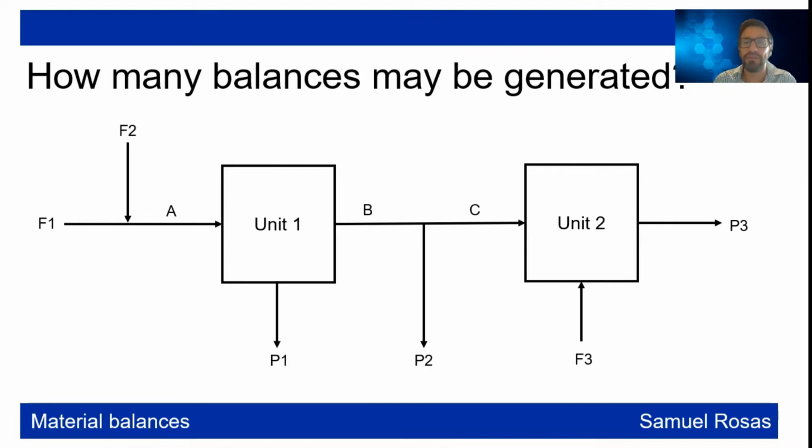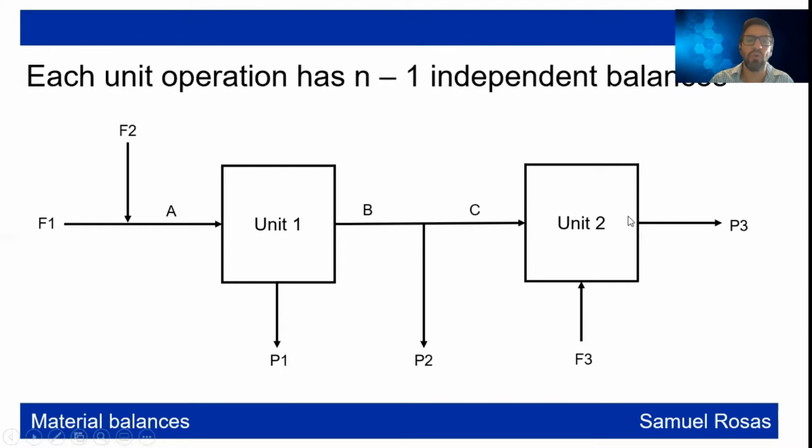So the first thing that we need to understand is that this is the whole system, and we can divide this into unit operations. One unit operation here, which is a mixture, one unit operation here, which is this separation process, and then one unit operation here. Each unit operation has n-1 independent balances, except for this one, which I am going to talk about in a minute, n being the number of components in the process.